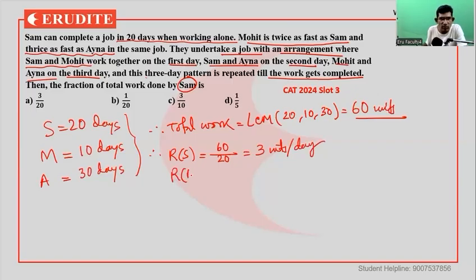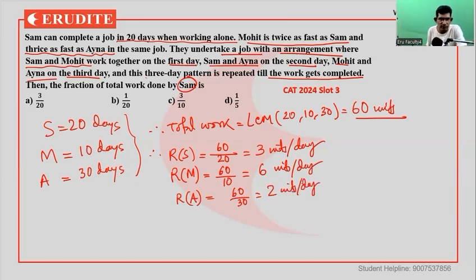Same way, what is the rate of Mohit? The rate of Mohit would be 60 by 10, which is equal to 6 units per day. And the rate of Aina would be 60 by 30, which is equal to 2 units per day. Okay, so these are the corresponding rates I can find out.